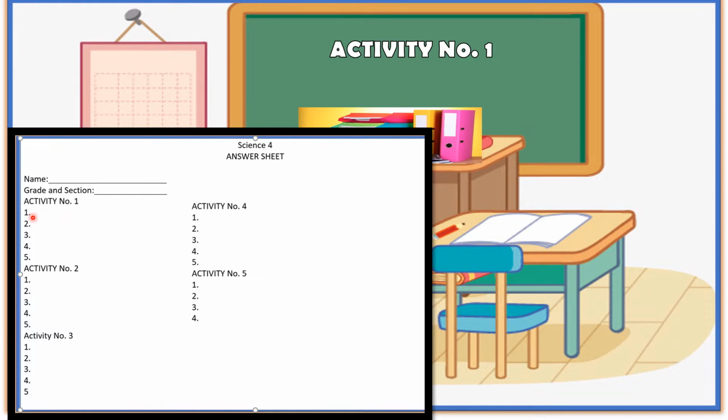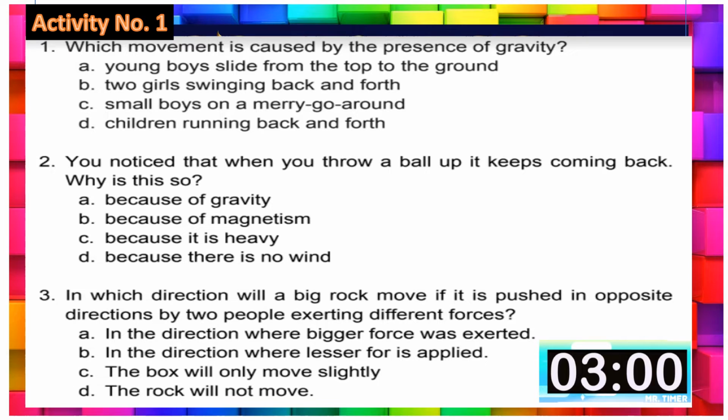First activity, we're going to answer a 5-item test. Don't worry if you don't know the answer. This is just a way for me to check your prior knowledge about the lesson. I'm giving you 1 minute to answer each question. In this activity, we're just going to write the letter of the correct answer on your answer sheet. You may start answering now.